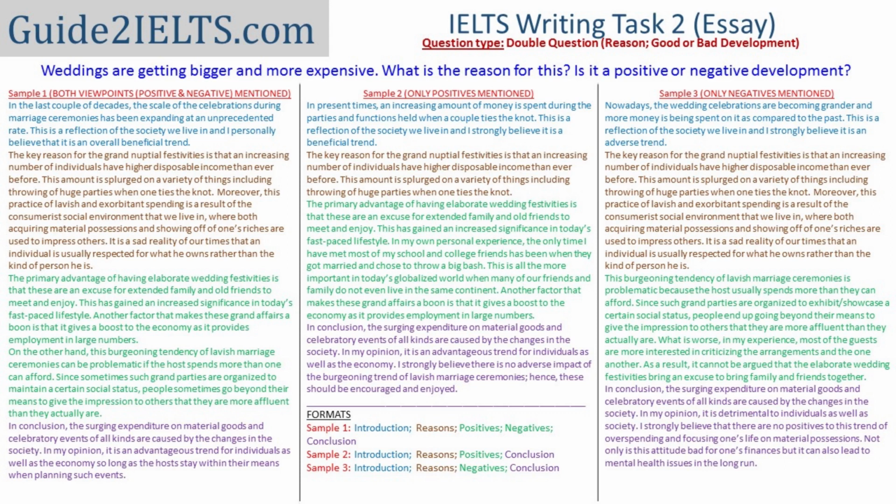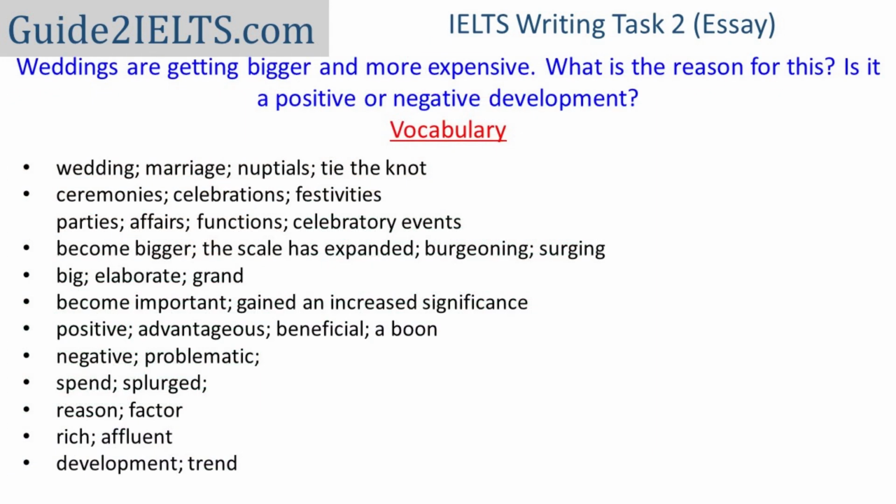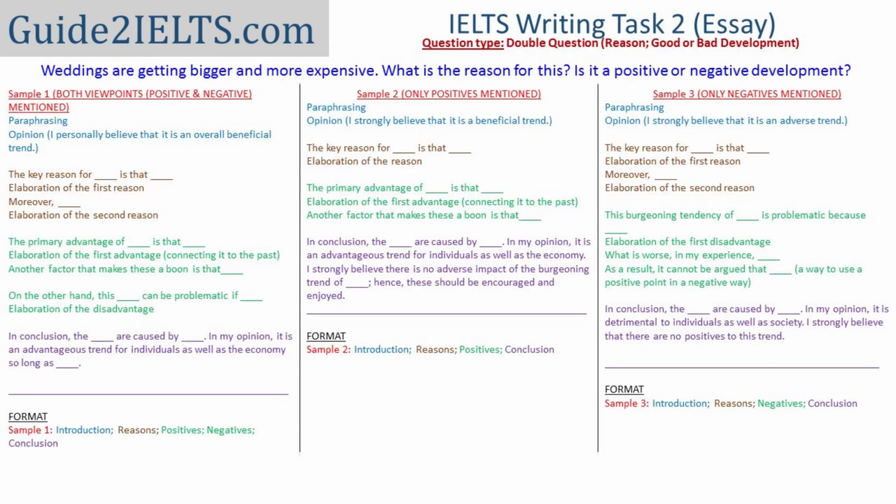In the essays, notice how, instead of repeating words like celebrations or ceremonies, words such as festivities and affairs have been used. When mentioning big celebrations, instead of repeating the word big, other words such as elaborate and grand have been mentioned. A list of some of the synonyms and some of the phrases that we have used in these essays is on your screen now. Also, for your benefit, here is a rough template that we have followed when writing these essays.